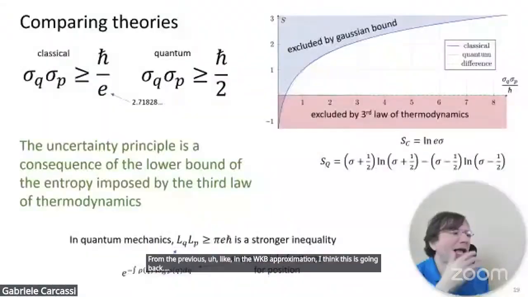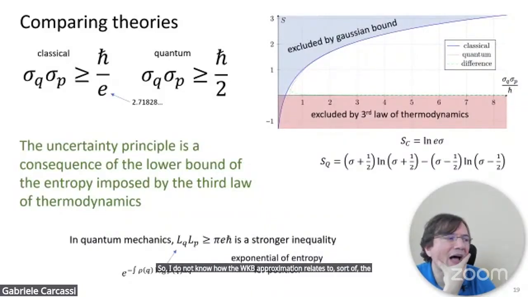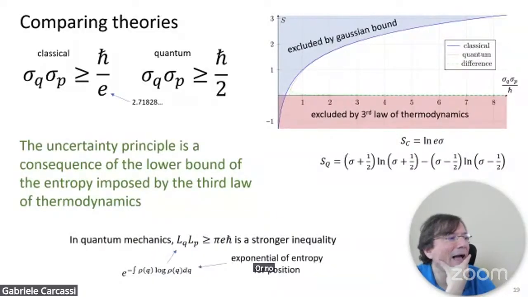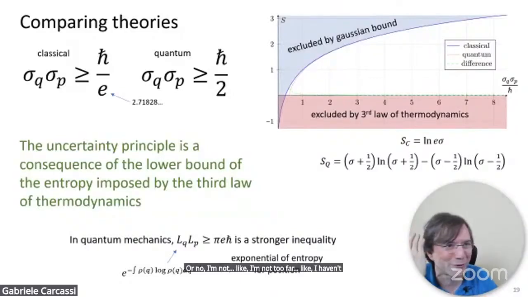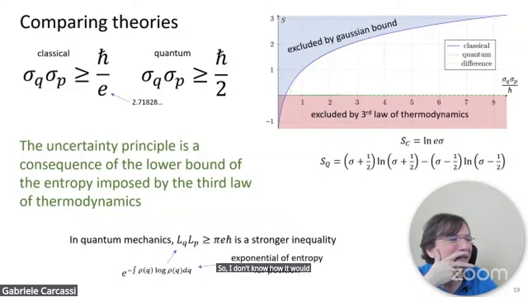Want to go back to the chat. I think there's another follow-up from the previous, like in the WKB approximation. I think this is going back. So I do not know how the WKB approximation relates to the high entropy limit. I do not know if that approximation is something else completely or not. I haven't looked at the WKB approximation in probably 15 years. So I don't know how it would fit in all of this.